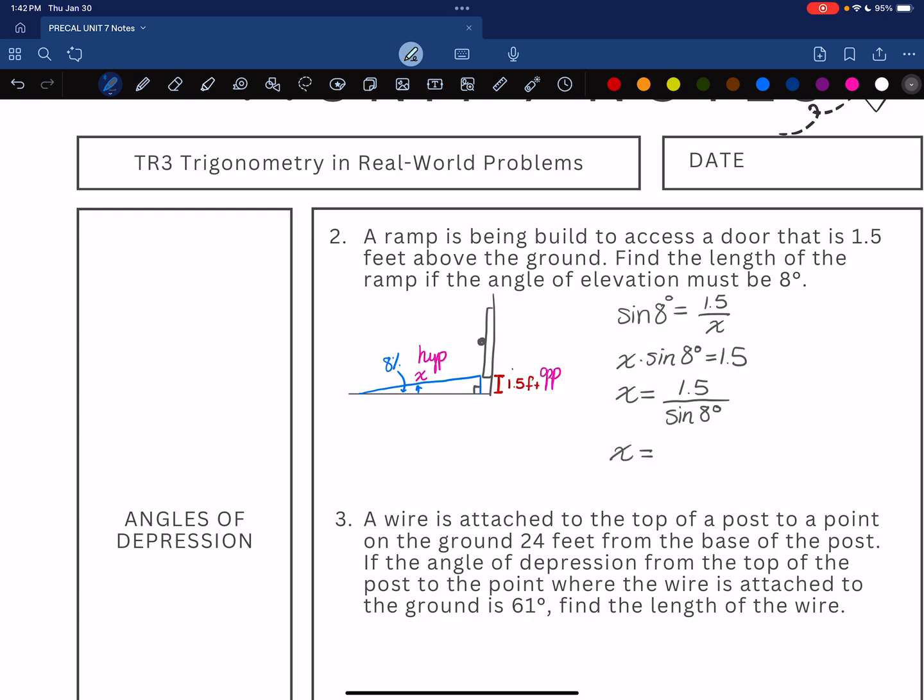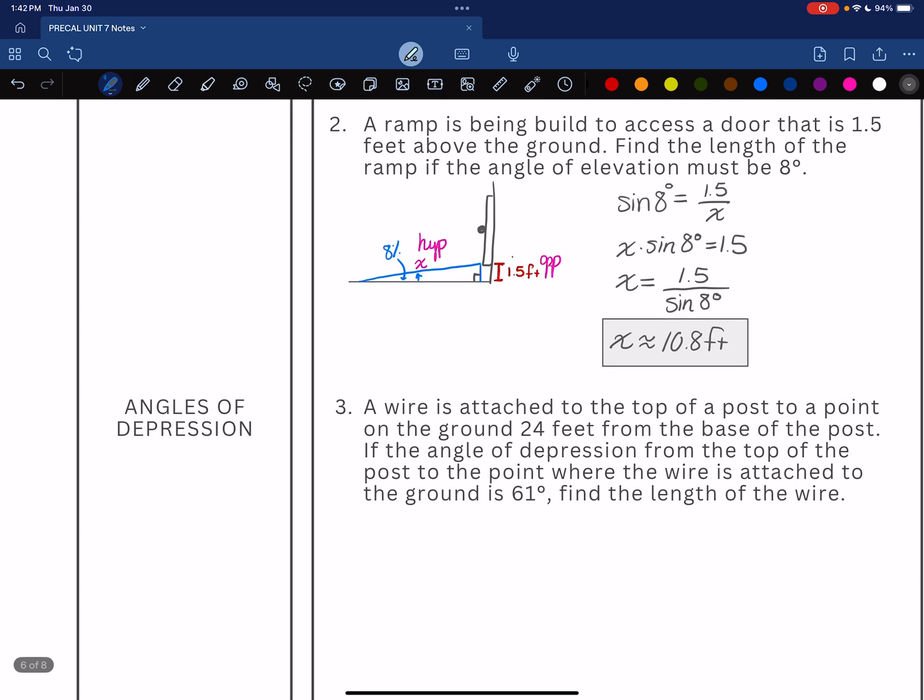So with your calculator, we can find that the length of this ramp is going to need to be approximately, what's that going to be, y'all? That's going to need to be 10.8 feet to meet the code required. If that ramp is only allowed to be at an angle of 8 degrees, then that ramp is going to need to be a 10.8 foot ramp to access this door. There you go. That is working with angles of elevation.